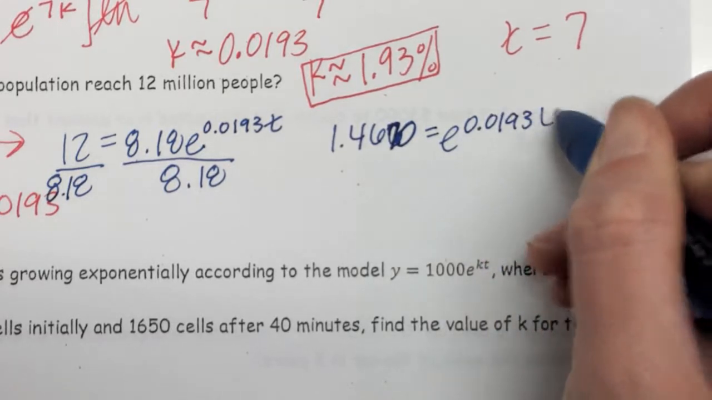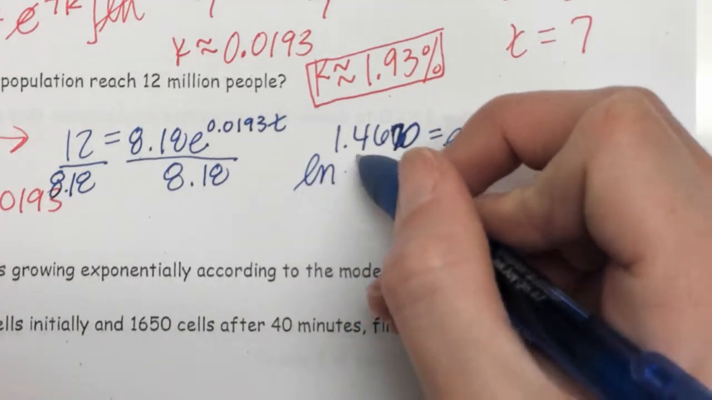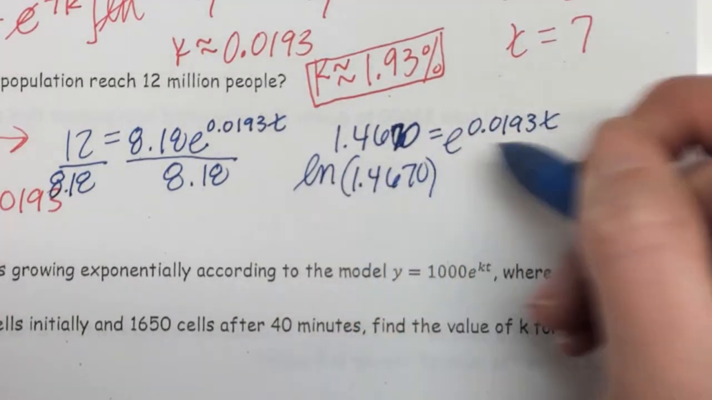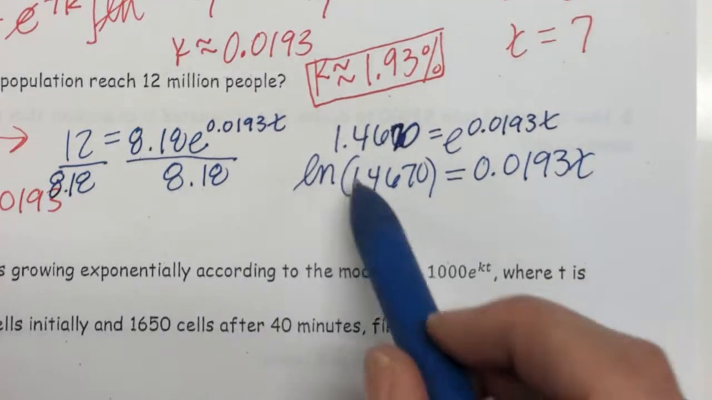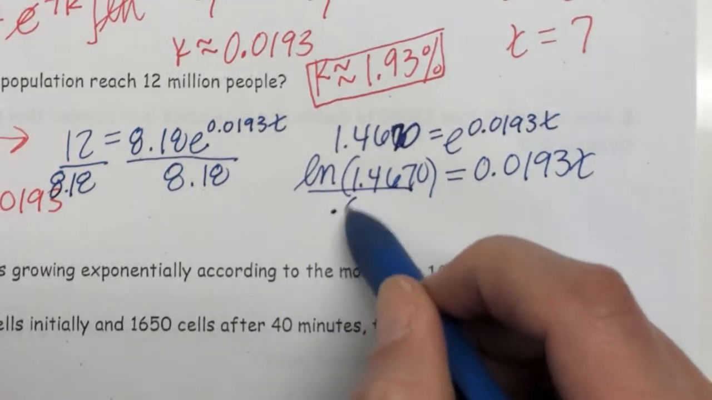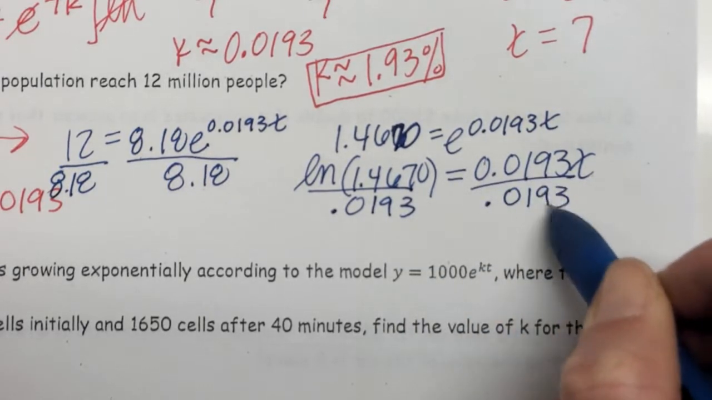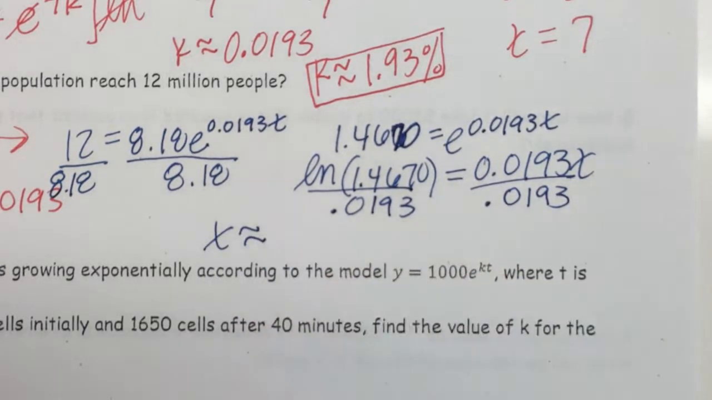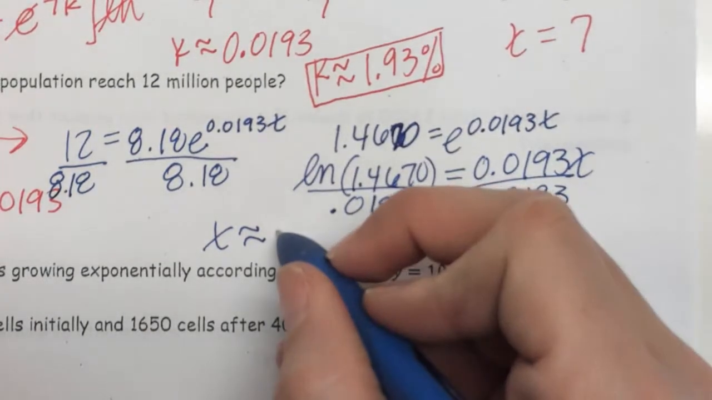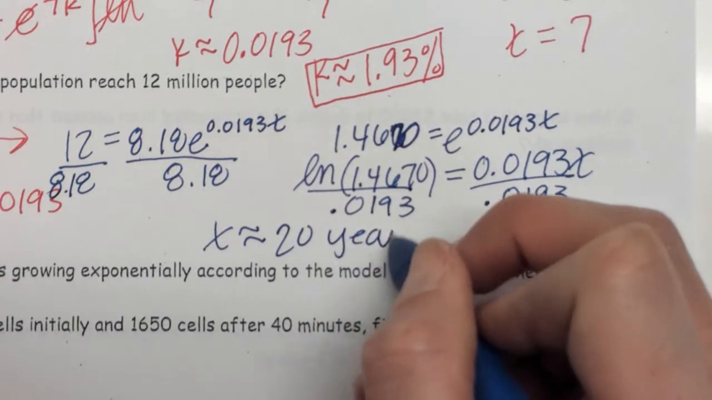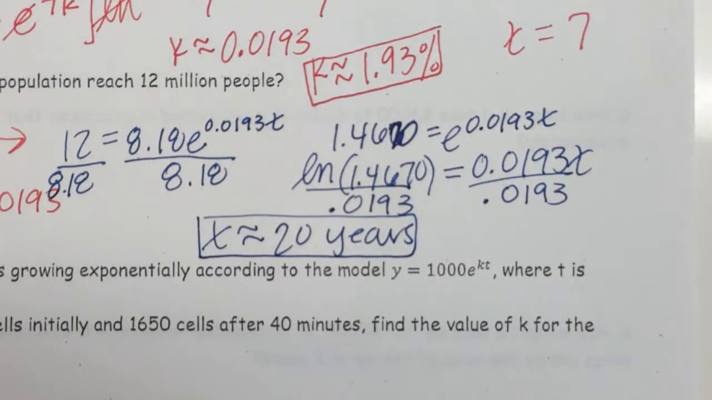Connor, what'd you do from here to solve for t? Multiply both sides by ln. Okay. Alright, so once I found ln of this, you're supposed to divide by 0.0193. Tell me what y'all got. Yes, it should be like 19 point something, which rounds up to what? Approximately 20 years it would take for Georgia's population to reach 12 million.